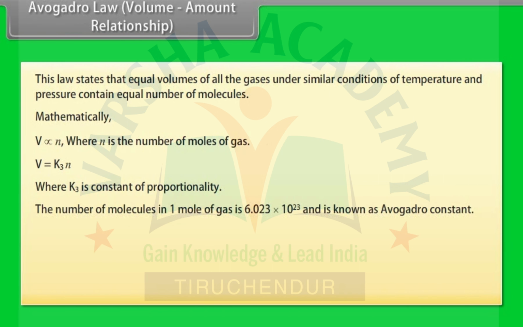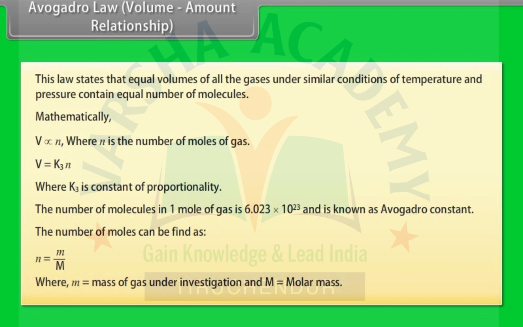The number of molecules in 1 mole of gas is 6.023 into 10 raised to the power 23 and is known as Avogadro's constant. The number of moles can be defined as n is equal to m by M, where m is the mass of the gas under investigation and M is the molar mass.